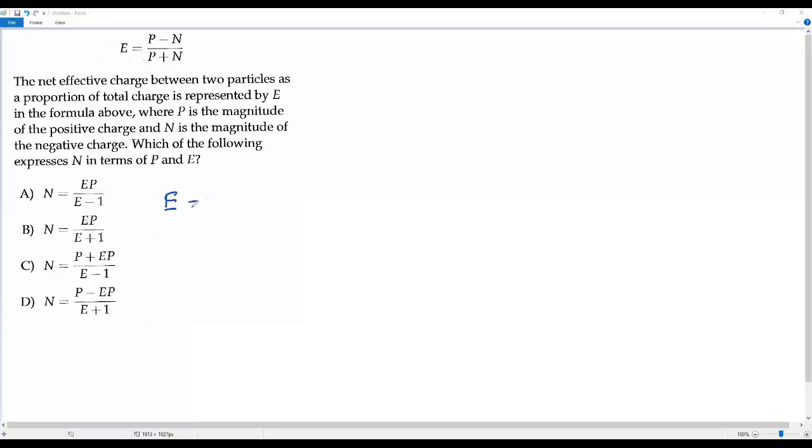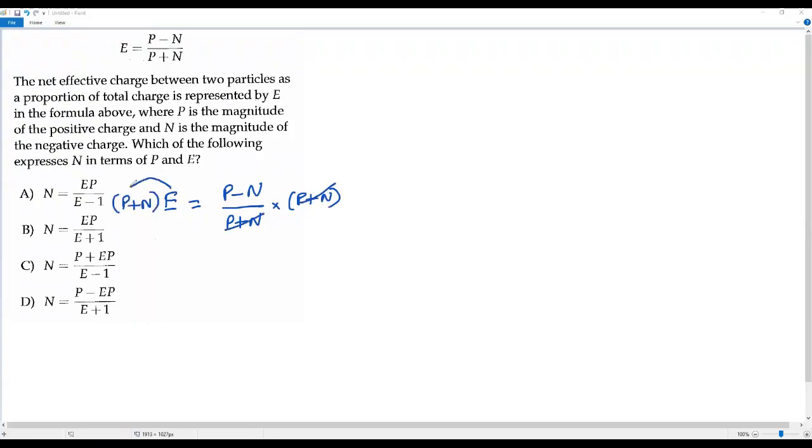Okay, let me write the formula. E = (P − N)/(P + N). To solve for N in terms of P and E, first I have to get rid of this denominator because the denominator contains N. So to get rid of the denominator, I multiply both sides by P + N. So this P + N will cancel out.